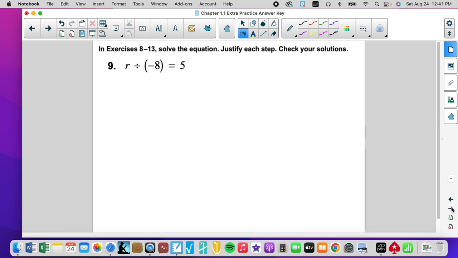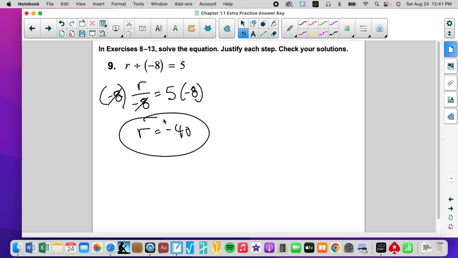This is interesting. So r divided by negative 8, I'm going to rewrite this because to me, that looks more competent. In high school, you're not going to see signs like this very often. So I'm going to rewrite it, and we'd much more likely see this problem than that problem in high school. So r is being divided. The inverse of division is multiplication. We're going to multiply both sides by negative 8. Denominator cancels with the numerator. R equals negative 40.